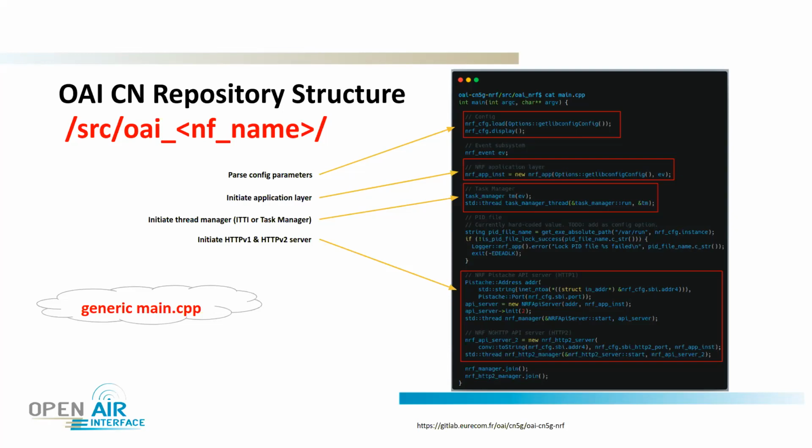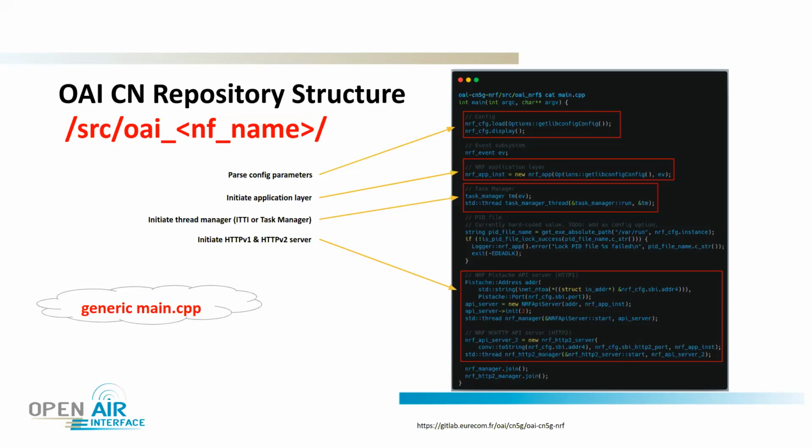You will see four or five kinds of messages here. What we do initially is parse all the config parameters and then display them. So whenever you start an OAI network function, you see some logs of the default configuration parameters. We first parse the config parameters from the config file, and then display them on the screen. Then we initialize the application layer, which is the main layer which invokes the different 3GPP submodules. And then we invoke the thread manager.